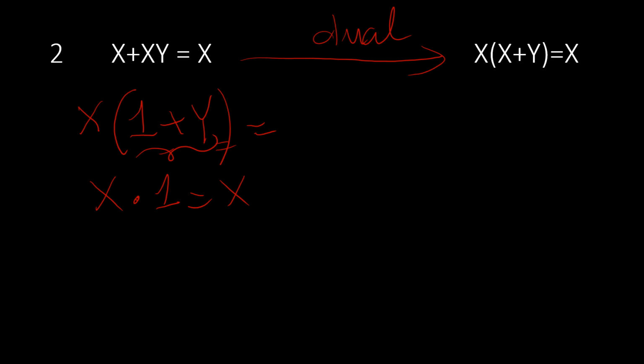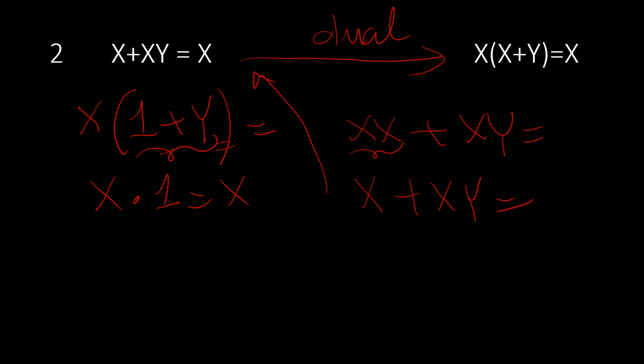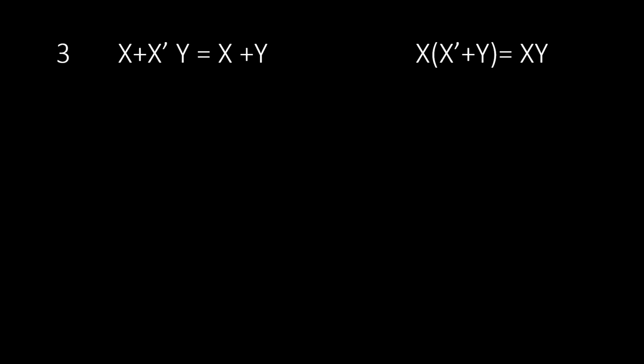Second part is also very simple. So I will multiply out x and x plus xy is equal to what? X and x is equal to x plus xy. So I get my first expression. Okay, I will continue in the same way and I will have x. So proved the second theorem. Let's move on to the last one.